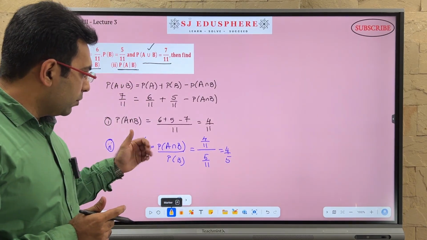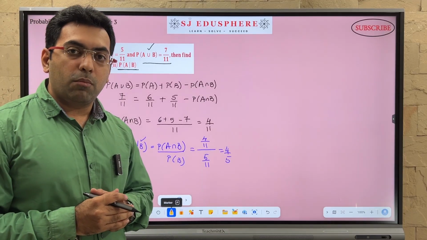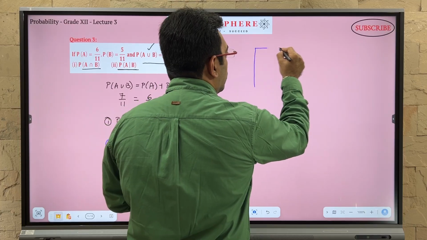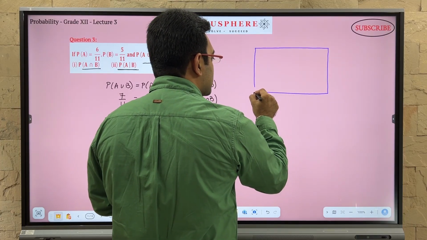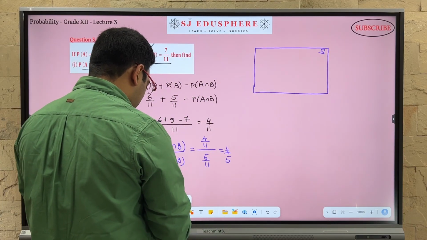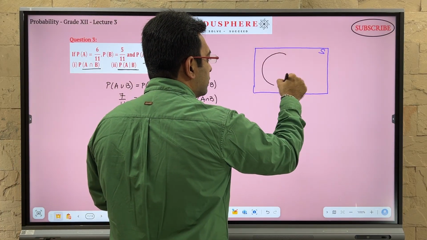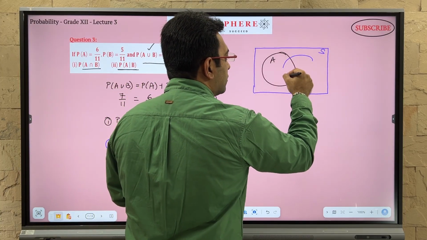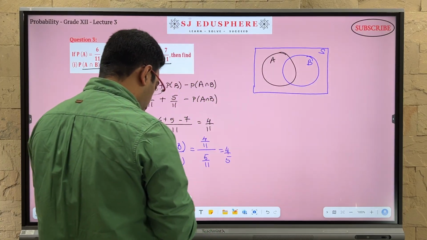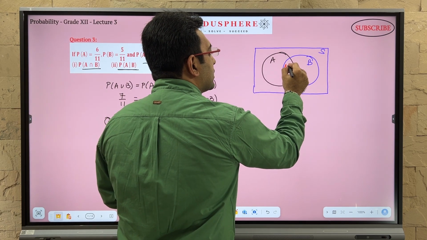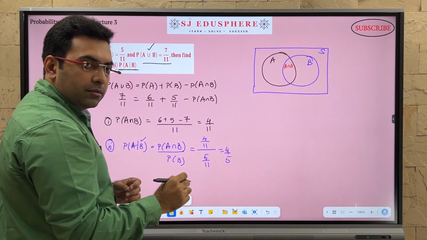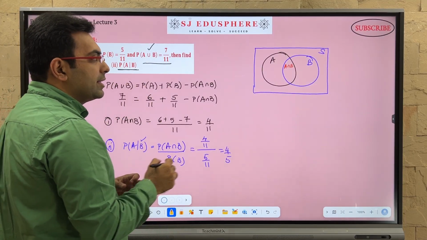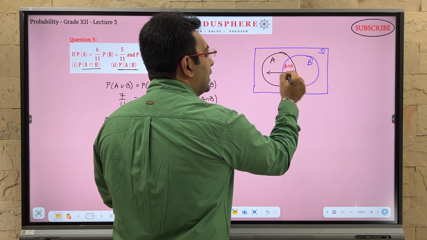Now let us explore the same sum in the form of a Venn diagram. So if I say this over here is my sample space, I am defining event A and event B over here, where the common part is A intersection B. Now, understand, probability of A is given to you as 6 by 11.